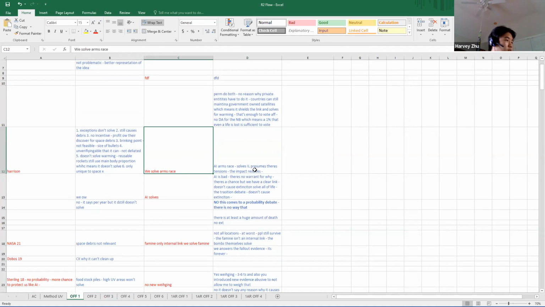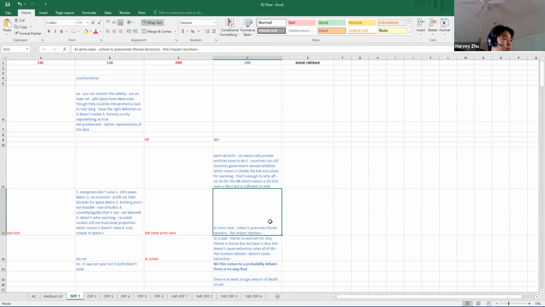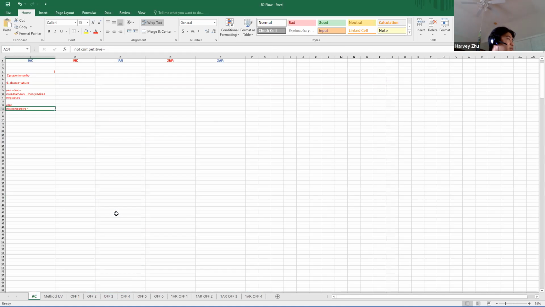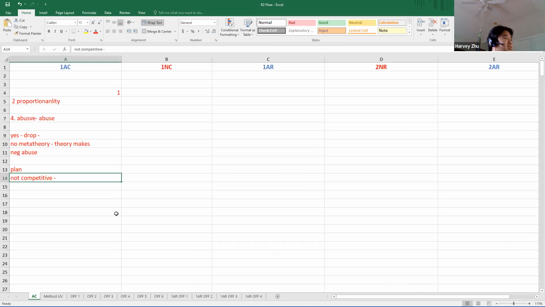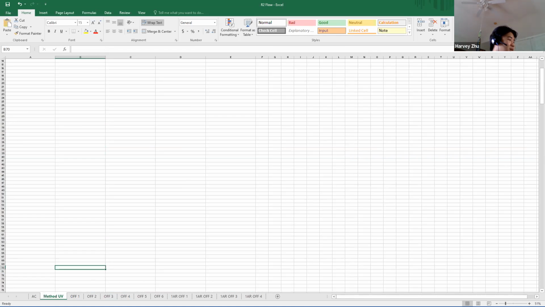And other arguments like we solve arms race, a lot of this other stuff is pretty contextual to what they say, and it's really easy to argue against it. One thing I especially find important about flowing is that you can copy paste existing arguments that you already have on other docs onto the flow, and it makes it super easy because you have a concise space. It also makes it really easy because you can just flip between tabs. This one, I didn't really pre-flow. And then the NC, I don't really know what happened to it, I'll be honest.